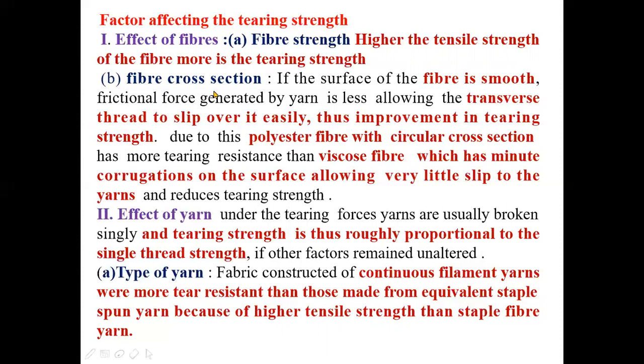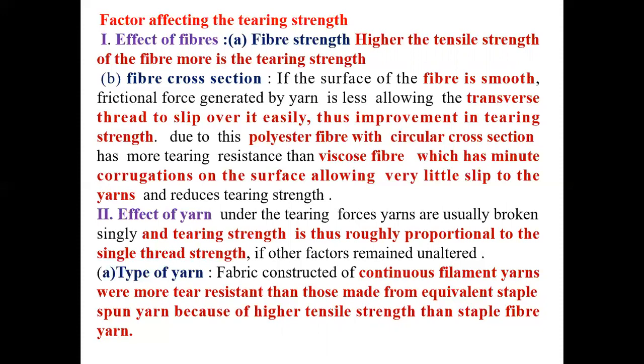Next is the fiber cross section. The fiber cross section also plays a huge role in determining the tearing strength, provided the other things remain constant. In the previous slide, I showed you that at the time of tear propagation, it is very important how many yarns come together to form a group to counteract the tear force. The higher the number, the more the tearing strength will be.